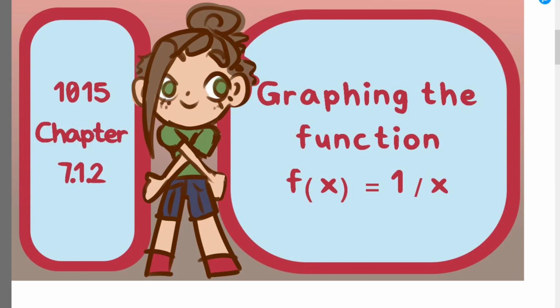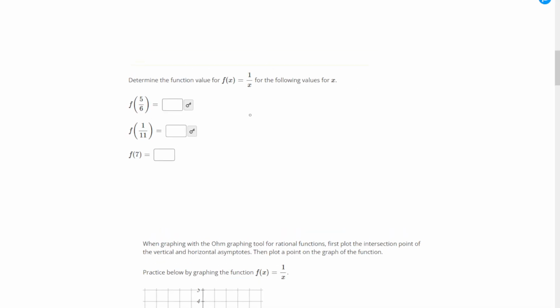Hi, so today in this video, we're going to be covering chapter 7.1.2, which is graphing the function f of x is equal to 1 over x. Let's just hop into it. We covered a lot of the things that we want to keep an eye out for in our last video, which was namely vertical and horizontal asymptotes as well as domain restrictions.